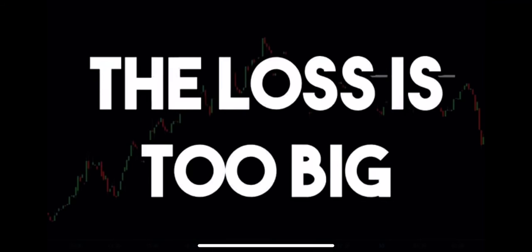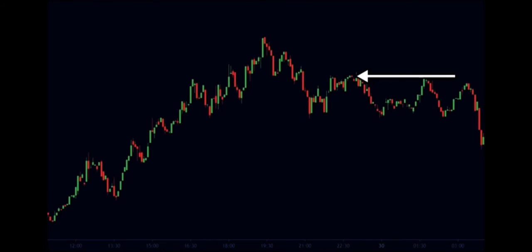The loss is too big. So, you wait for the price to make a small up move, so that you can exit at a smaller loss. Your patience is rewarded when the market makes an up move right at your entry. Hence, you are now at a break-even level. You thank God for the mercy and sell your position.